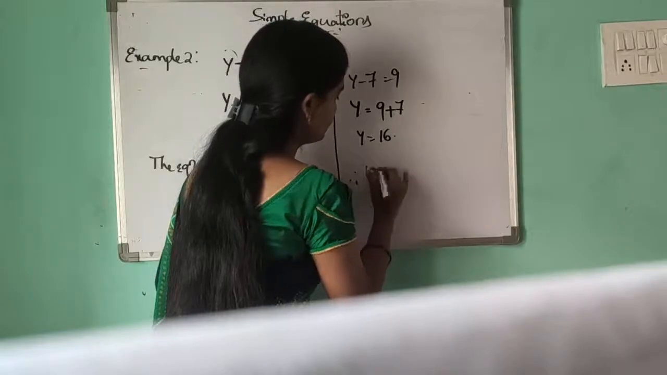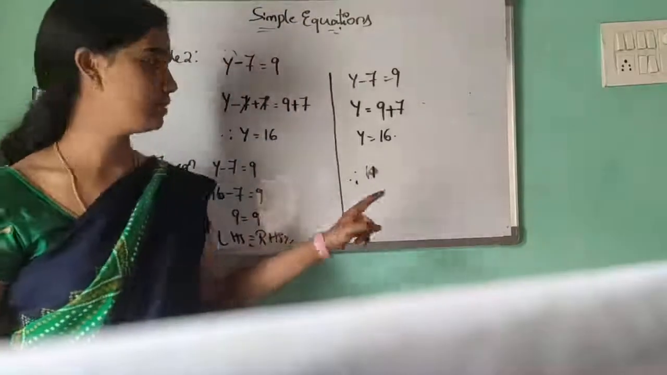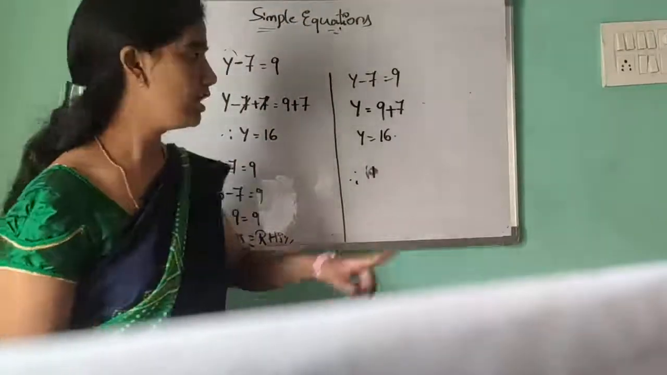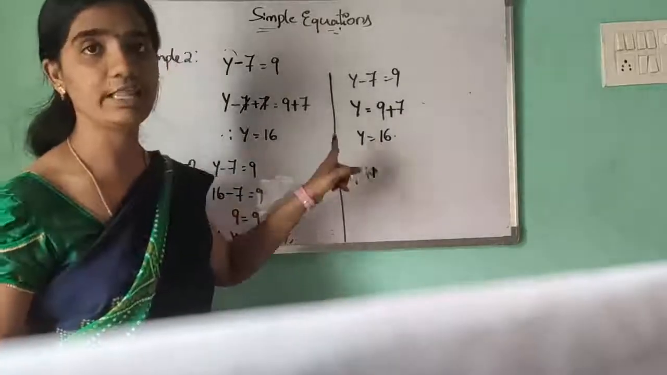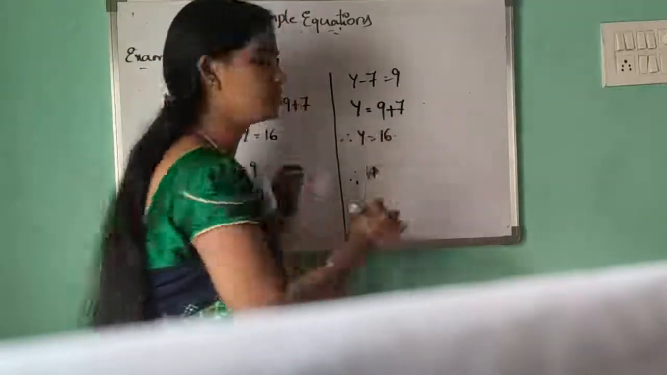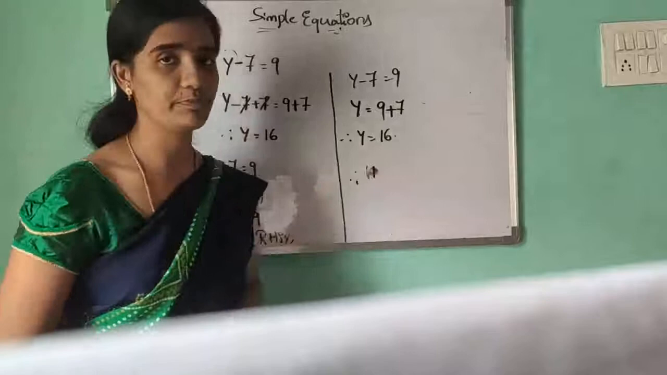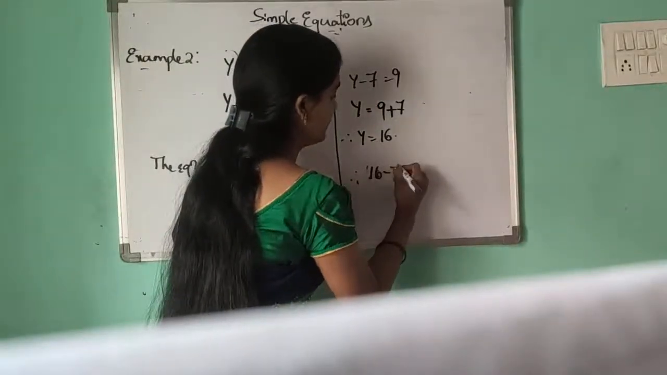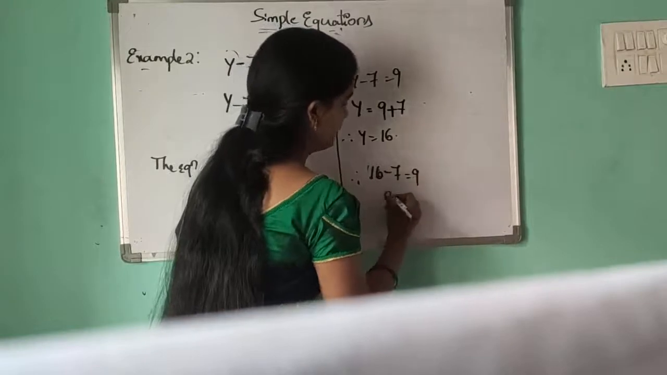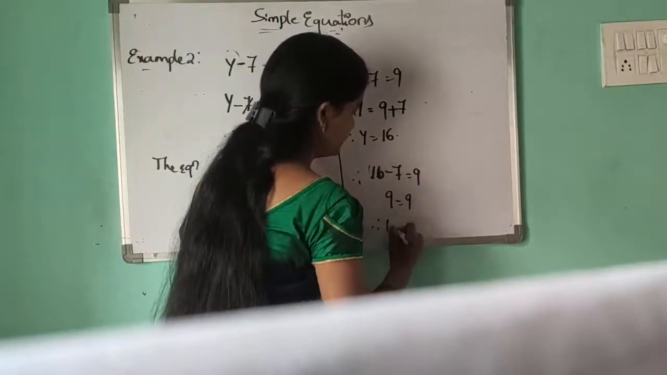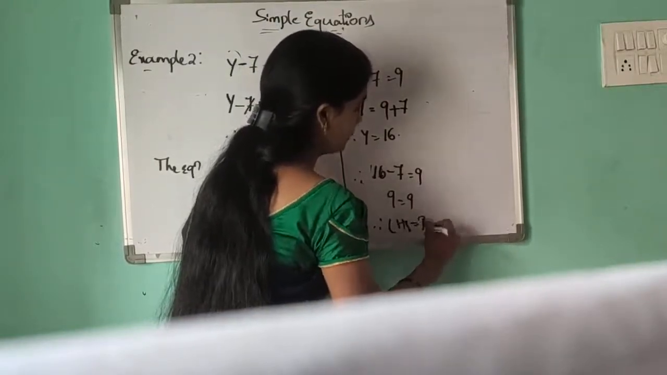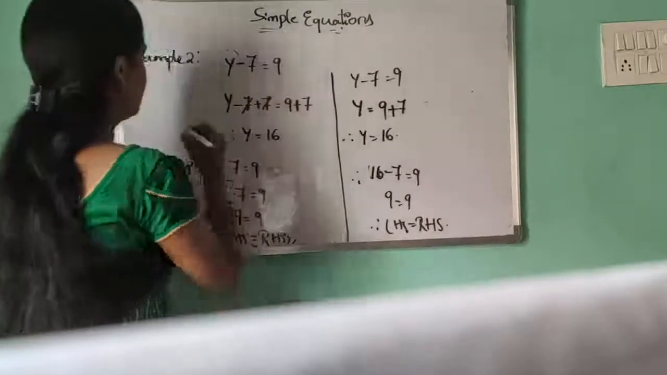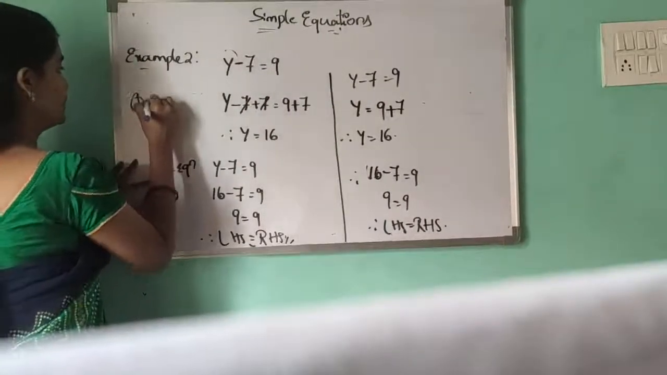How to check? We have already found the y value. Y value is equal to 16. Substitute this value in the given equation. So 16 minus 7 equals 9. 9 equals 9. So LHS equals RHS. This is one method.